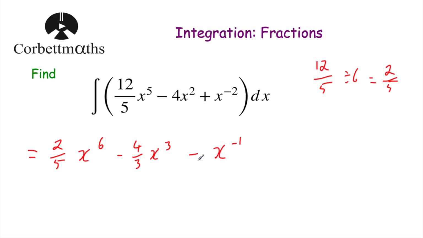Now what I'm going to do is I'm just going to put a minus sign. I'm not going to put the 1 because if I've got minus 1 x to the power of negative 1, it's the same as minus x to the power of negative 1. So I'm just putting the minus sign there. And then obviously we need our plus c on the end. And that's it.